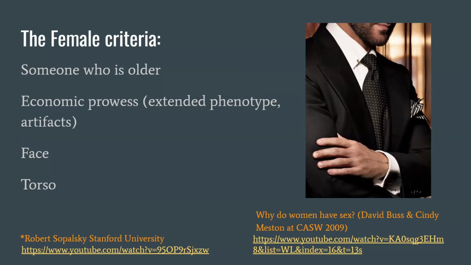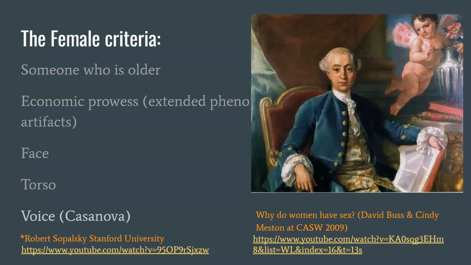Women look at the face first, but they also look at the torso. And the voice has a big impact. This is Casanova. Now you notice he's not a very good looking guy. He doesn't have perfect symmetry. He wasn't very tall. And yet it's believed he conquered 1,000 women. And when he was asked, how do you do it? He said, I have a deep, melodic, sonorous voice. And that's what worked for him.